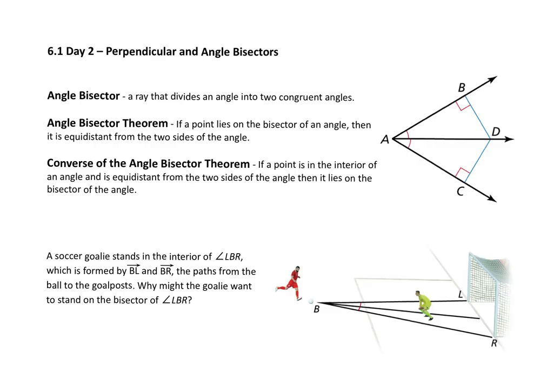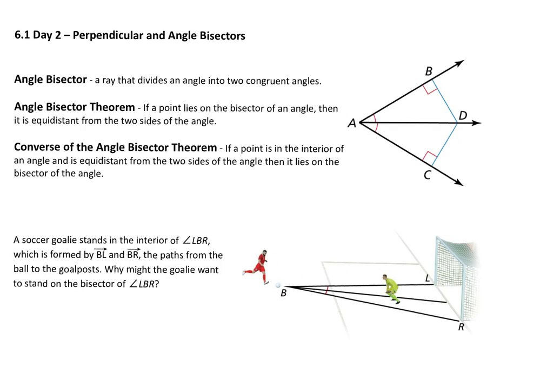So this is day 2. Day 1, we talked specifically about perpendicular bisectors. Here, we're talking about angle bisectors. So we still have the word bisector, but some specific things have to hold true in order to be what we want.